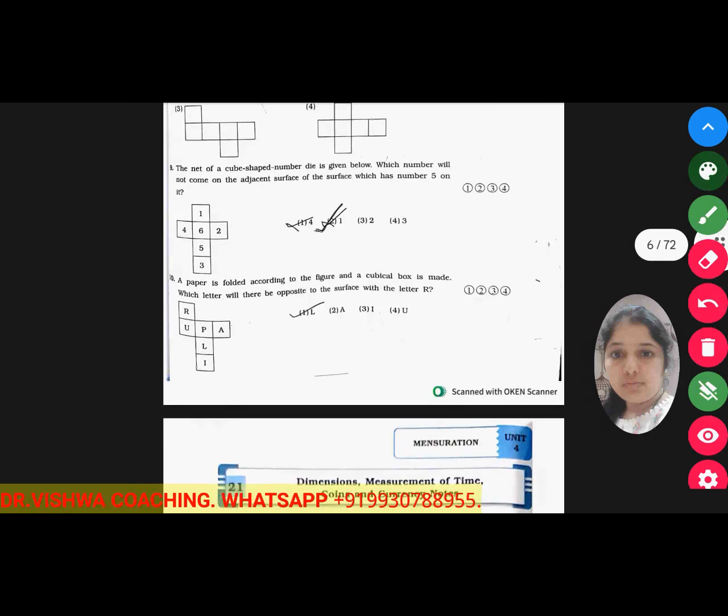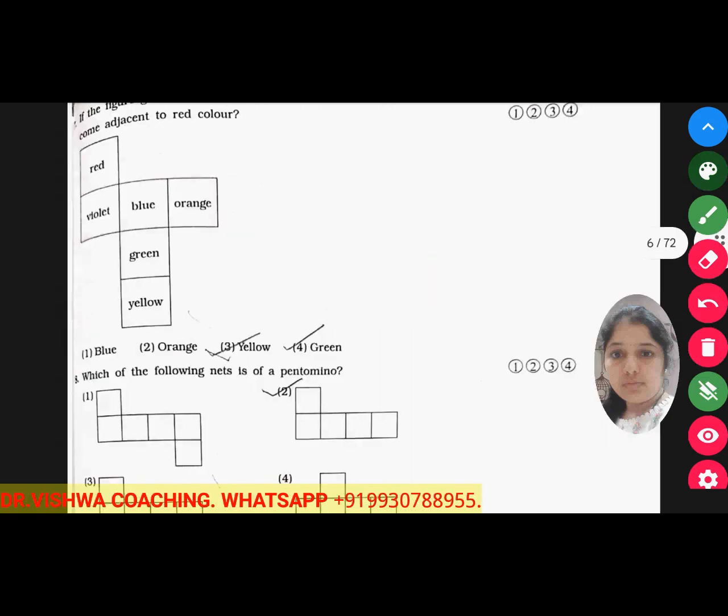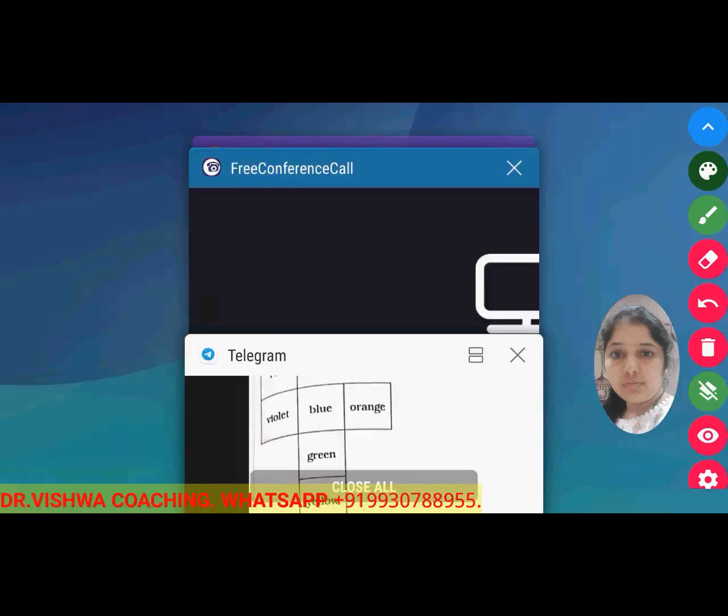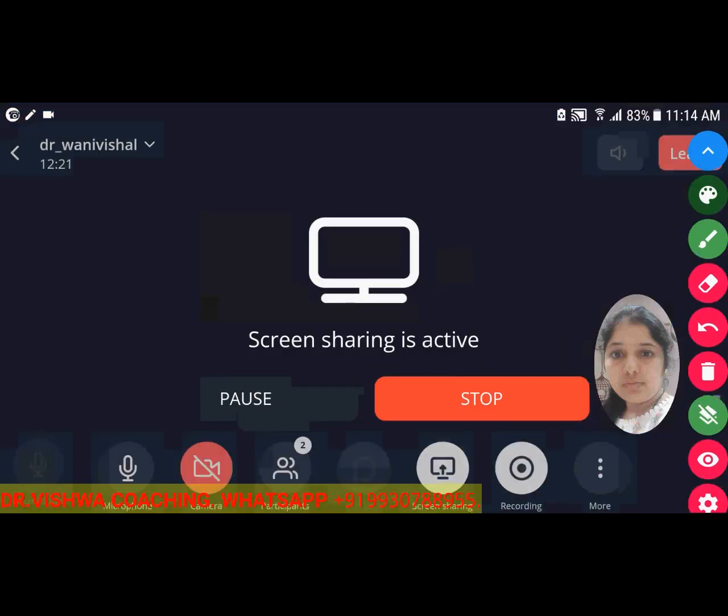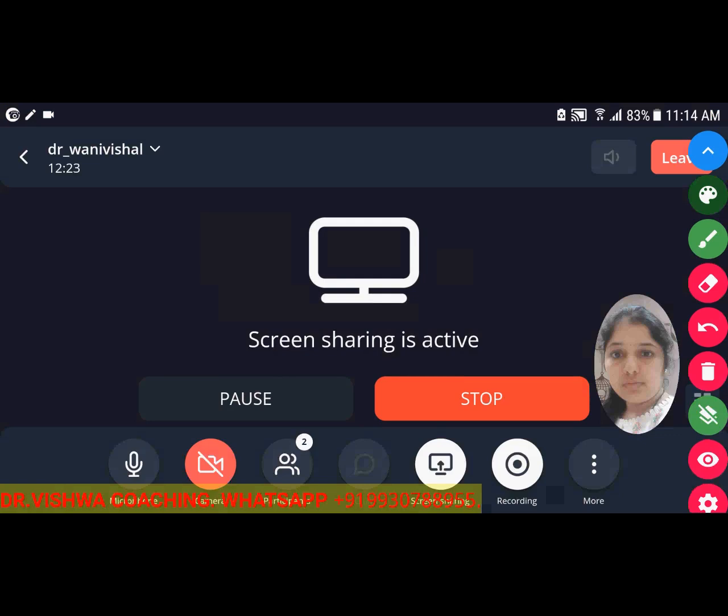So like this you can try the rest of the sums. I hope you understood the topic. If you know the idea of how many surfaces and how many edges any shape has, you can easily solve the problem.